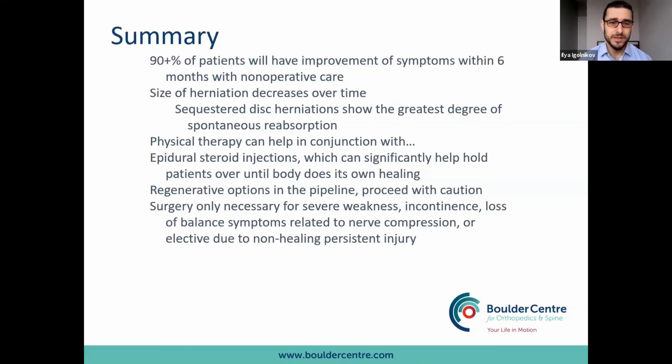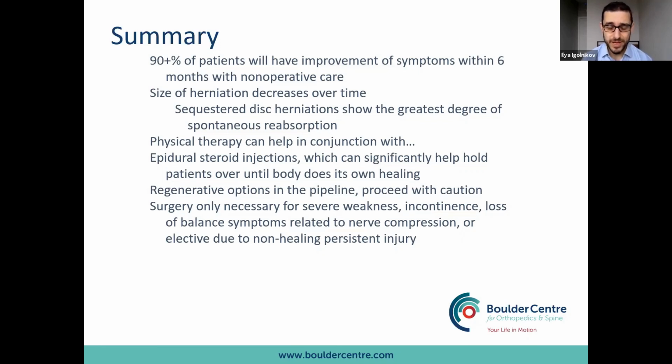So in summary, about 90+% of patients have improvement of symptoms within 6 months with conservative or non-operative care. The size of disc herniations decreases over time. More impressive discs improve quicker. So a sequestered disc herniation shows the greatest degree of spontaneous reabsorption, whereas protrusions and disc bulges or more chronic injuries show less improvement. Physical therapy can help, typically in conjunction with epidural steroid injection, which can significantly help hold a patient over until your body does its own healing.